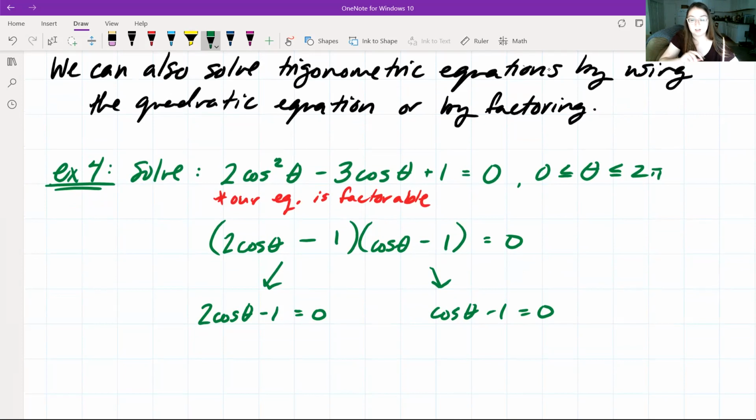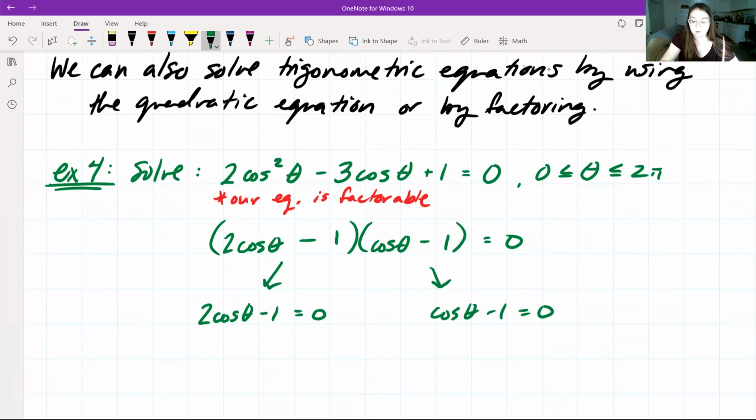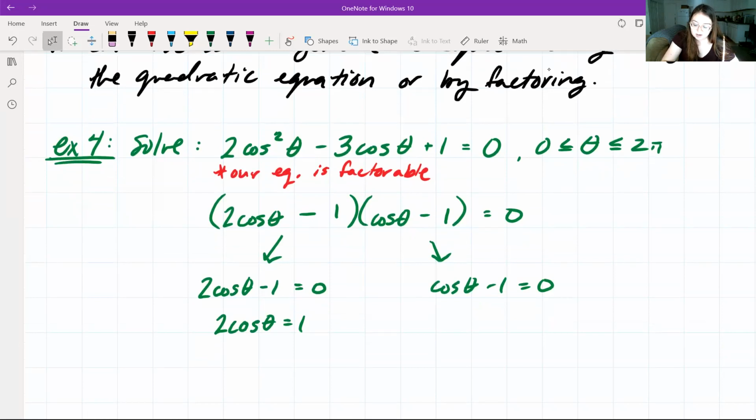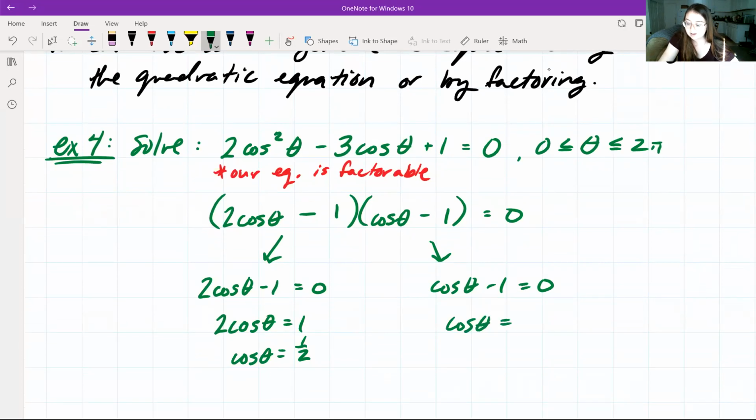Starting with our equation here on the left, 2 cosine of theta minus 1 is equal to 0. We add 1 to both sides to get 2 cosine of theta is equal to 1. And then we divide by 2 on both sides to get cosine of theta is equal to 1/2. Then on our right side, we have cosine of theta minus 1 is equal to 0. We add 1 to both sides to get cosine of theta is equal to 1.